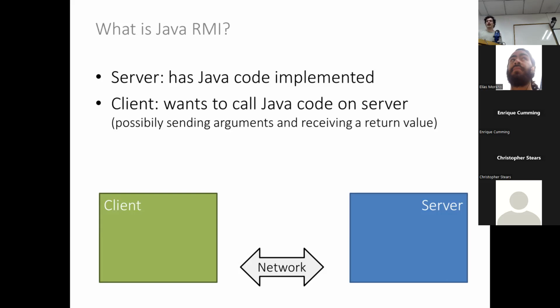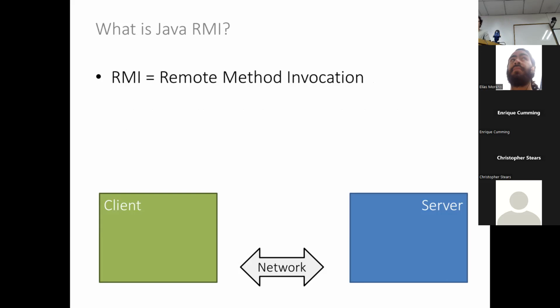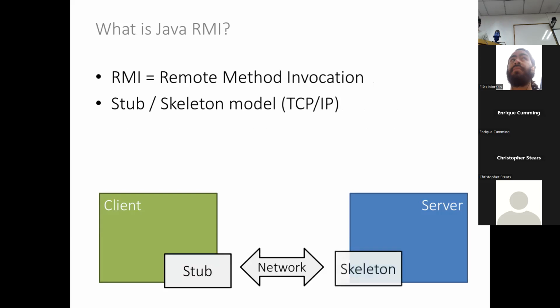So the client wants to call Java code on the server, wants to call a function, hey, insert me into directory. So the client might also need to send arguments and receive a return value. Okay, so RMI is remote method invocation, and the idea is that we can call methods on a remote machine. Effectively, the client can call Java methods on the server.